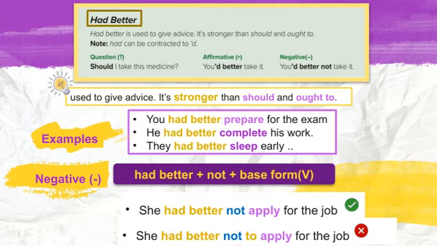Compared to should or ought to, had better is a bit stronger. It's like giving a warning or showing that there might be some negative consequences if the advice isn't followed. So remember, had better not is your go-to for giving strong advice that someone shouldn't do something.